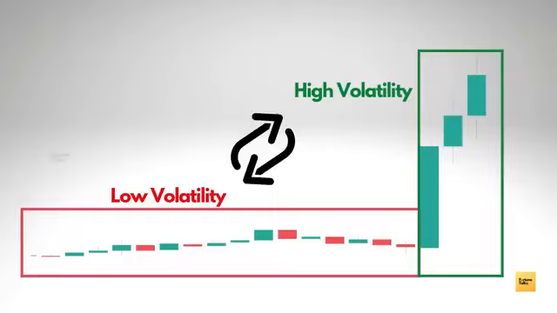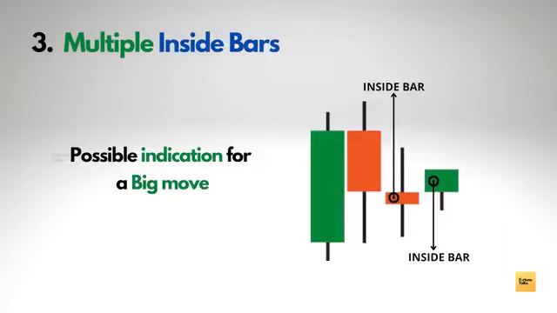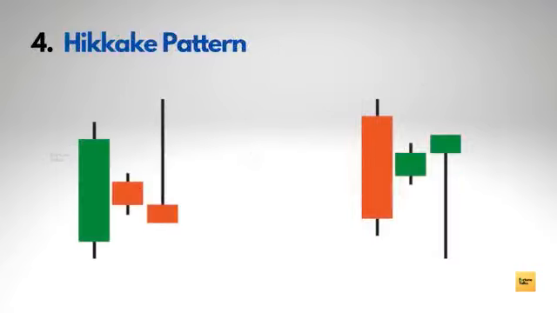And we know the market volatility is always changing. That is, it moves from a period of low volatility to a period of high volatility and vice versa. So when you see multiple inside bars together, it is a strong sign that the market is about to make a big move soon. Now the fourth type is the Hikkake pattern, which is a variation of the inside bar.